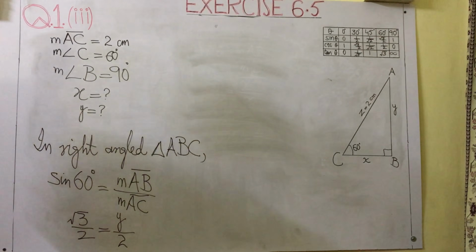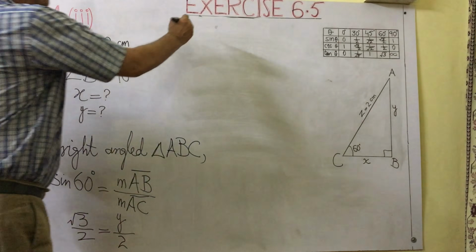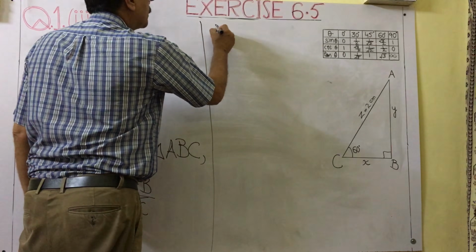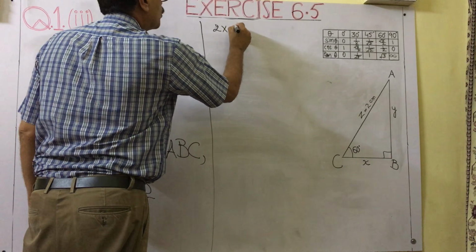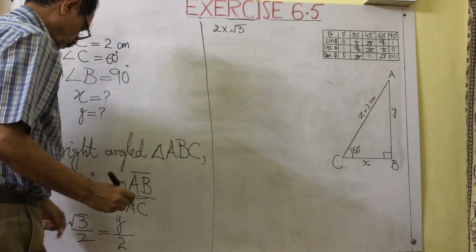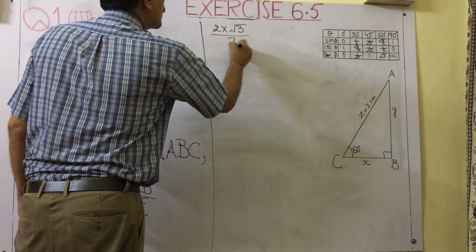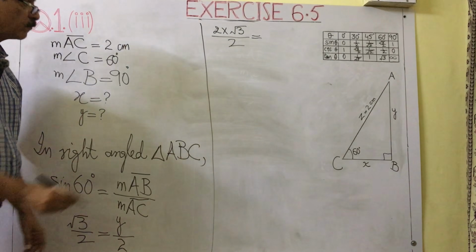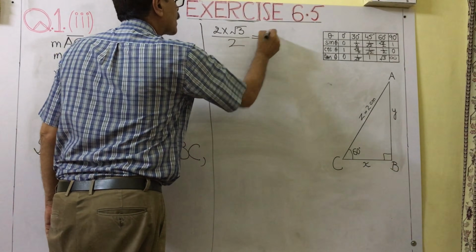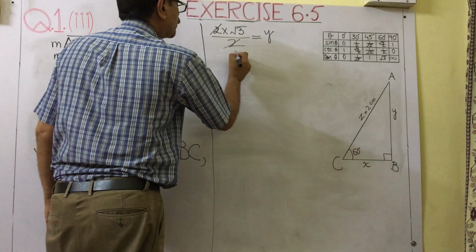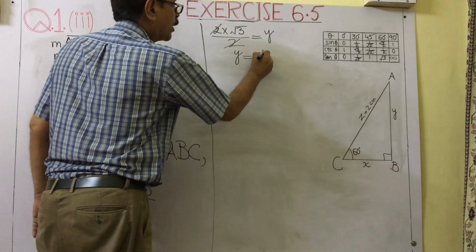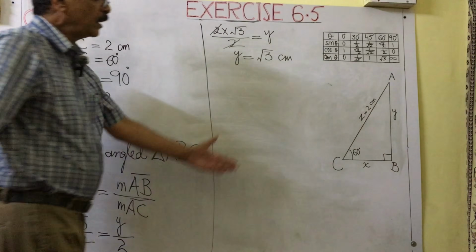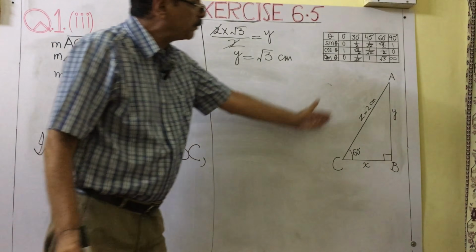Here you can say multiplying both sides by 2, it will become 2 into square root of 3 over 2. When you multiply by 2, it will become y. So y is equal to square root of 3 centimeters.